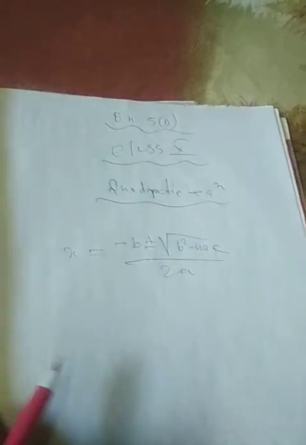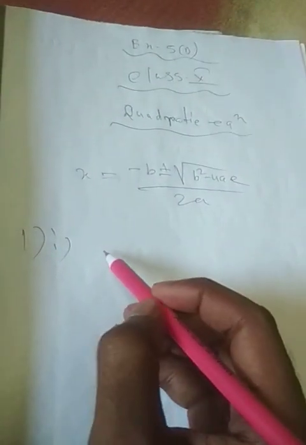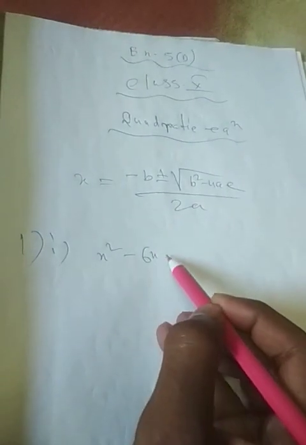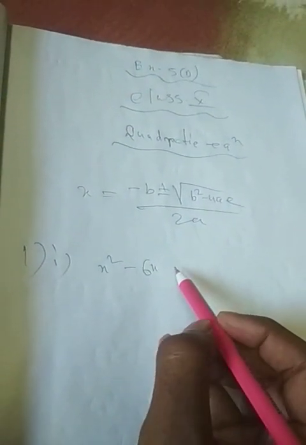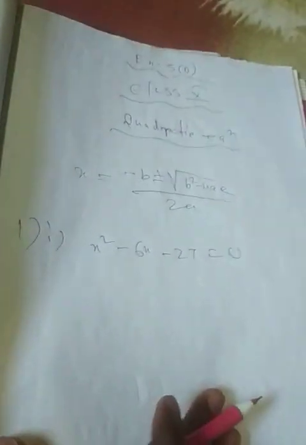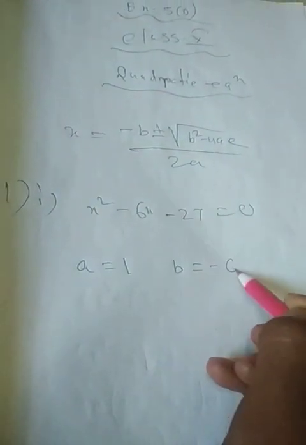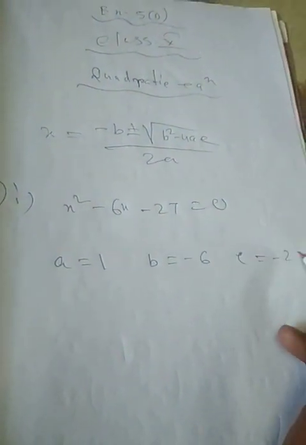That is the formula. Math number 1 is given: x square minus 6x minus 27 equals 0. Here a is 1, b is minus 6, c is minus 27. Now we have to find the value of x by using the formula.